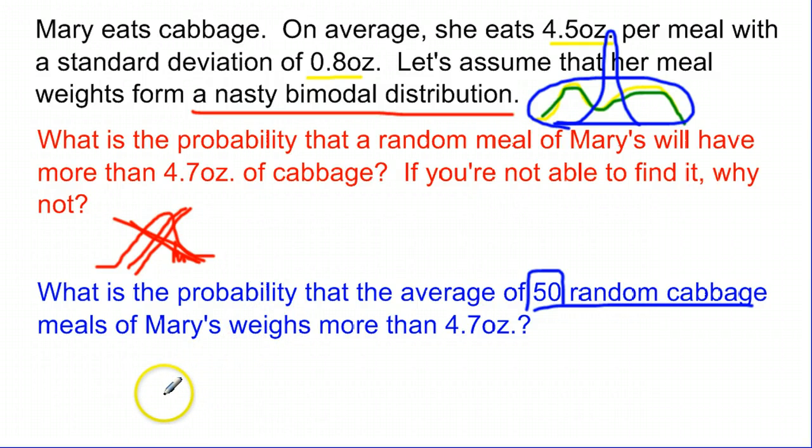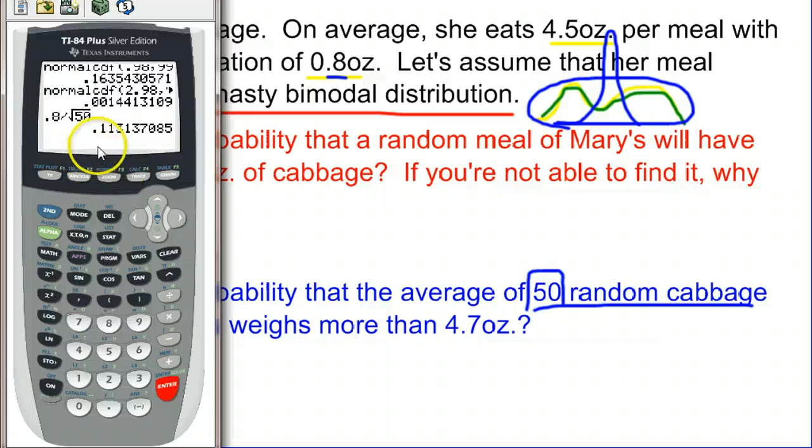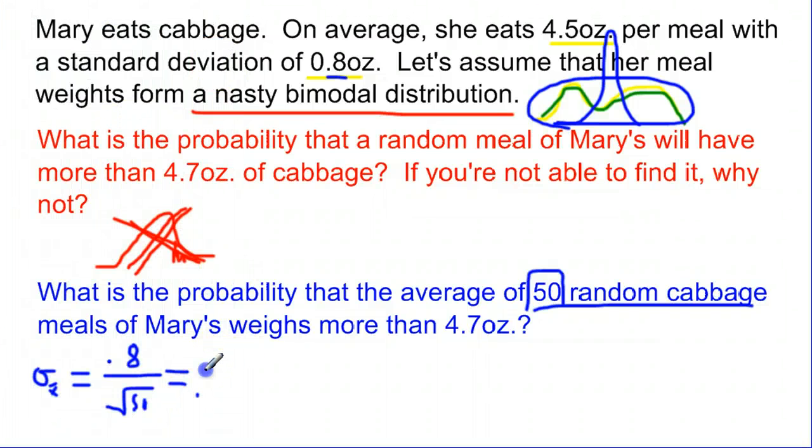So let's go ahead and find what our new standard deviation is going to be. Our old one was 0.8. So our new standard deviation of the sample means of 50 is going to be our old standard deviation of the whole population divided by the square root of our sample size. So divided by the square root of 50. And if we pop that into our calculator, 0.8 divided by the square root of 50, we're going to get 0.113. 0.113 is our new standard deviation.